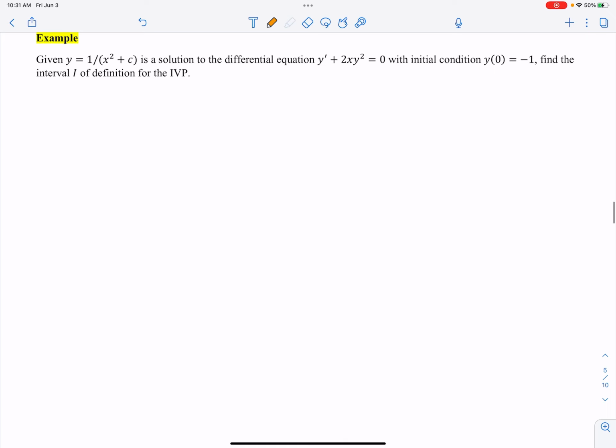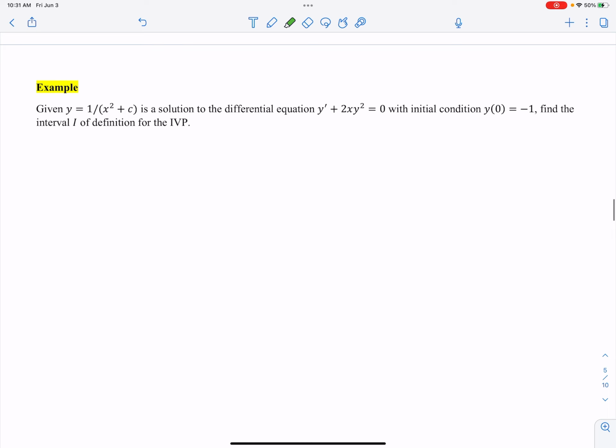And then we have this new thing that wasn't defined for us yet, this interval of definition. What this means is we are going to find when our solution exists. But as of right now, it's very hard to determine that because of that plus c. So we are going to determine our plus c. So we have y equals 1 over x squared plus c. And then we also have this condition y of 0 equals -1. So we're going to plug that in to solve for our c.